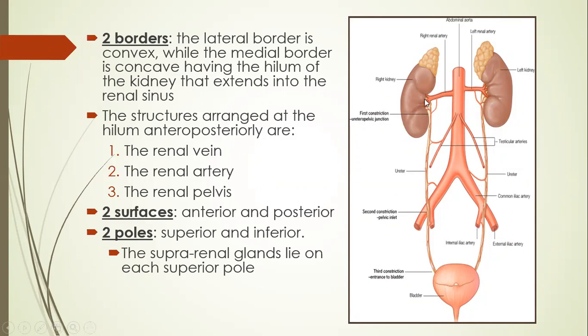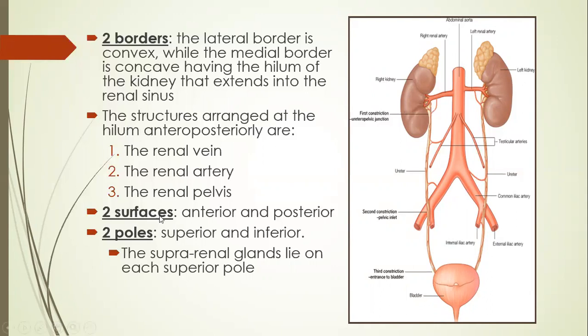So the most anterior will be the renal vein. Then we have the renal artery. This is the renal artery entering the kidney. Then behind that is the renal pelvis. So the structures from anterior to posterior side will be, the most anterior will be the renal vein, then the renal artery, and the most posterior will be the renal pelvis.